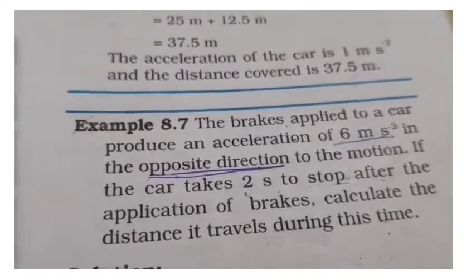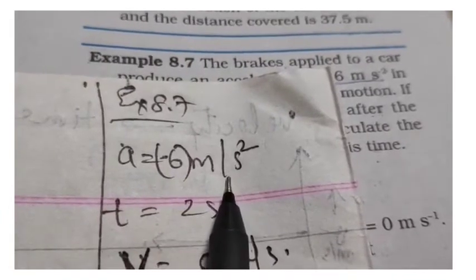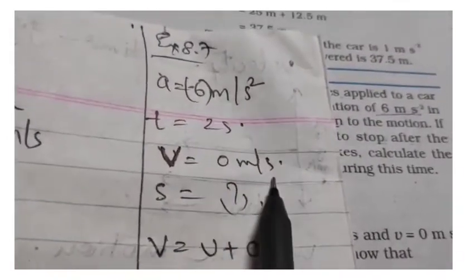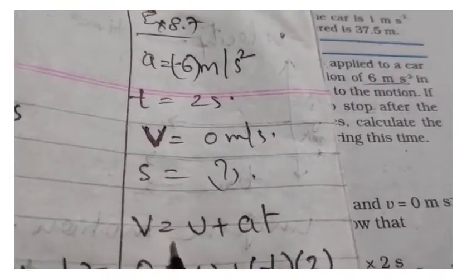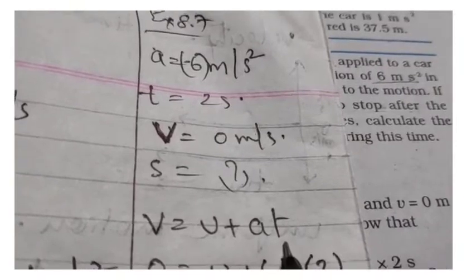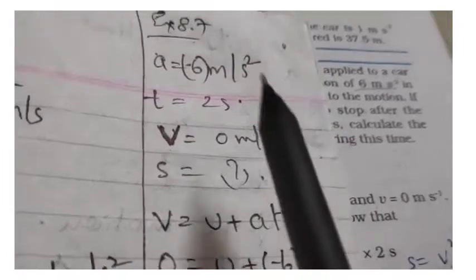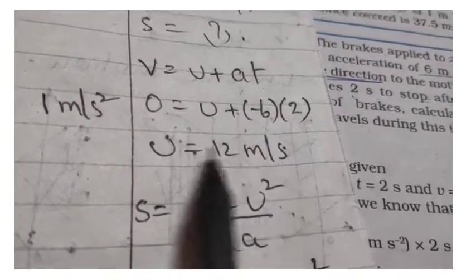Okay, so S value is asked. What you will do over here is, your a value is minus 6, remember, acceleration in the opposite direction, so negative. Time period is 2 seconds. In 2 seconds this change takes place, and the vehicle comes to a stop, means final velocity is 0. So distance is asked. First of all, you will calculate the initial velocity. v is equal to u plus at formula. In that, 0 is equal to u plus (minus 6) into 2. So you will get 0 is equal to u minus 12, and that is u is equal to 12. So this is the initial velocity.